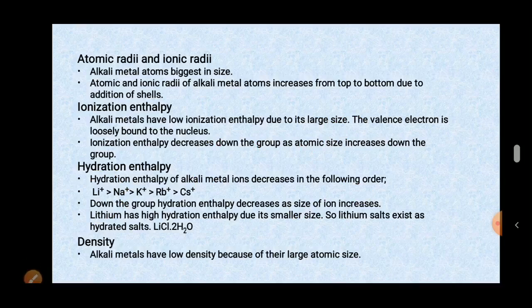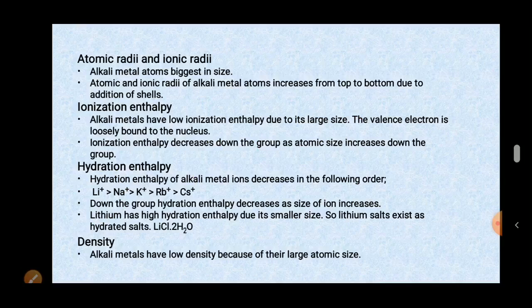Now down the group, what happens? Since sizes increase, of course hydration enthalpy decreases. Down the group hydration enthalpy decreases. Why? Because the size of the ion increases.